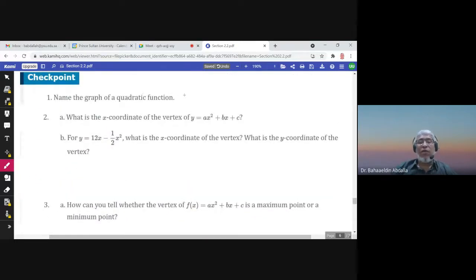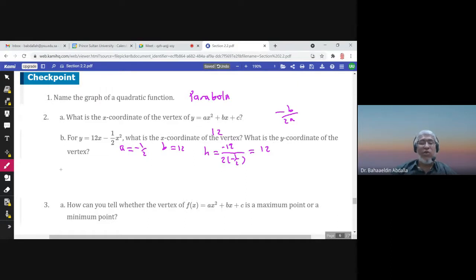Name the graph of a quadratic function. Parabola. Okay, parabola. What is the x-coordinate of the vertex? Negative b over 2a. For this parabola, what is the x-coordinate of the vertex? Well, a is negative half, the coefficient of x squared. B is 12. So x is negative b, so negative 12 over 2 times a. Well, 2 times negative half is negative 1. Negative 12 over negative 1 is just 12. So the x coordinate of the vertex is 12.